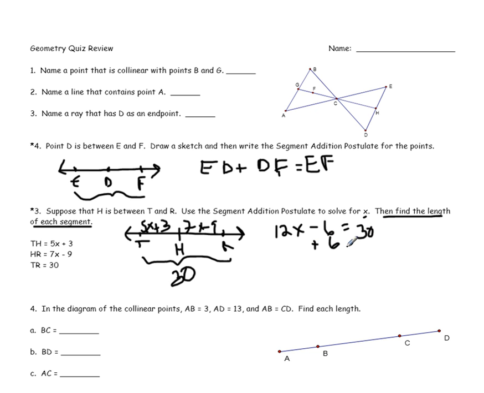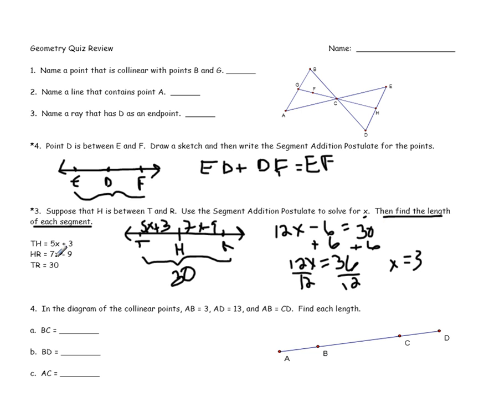Going to get the x's alone by adding 6 to both sides. And we get 12x equals 24. Sorry. 12x equals 36, because we added the 6. Divide by 12. And we get x equals 3.